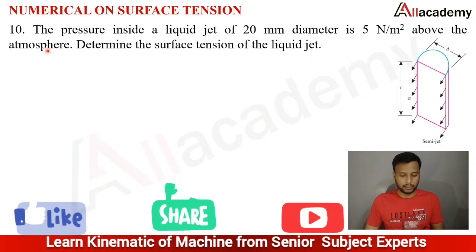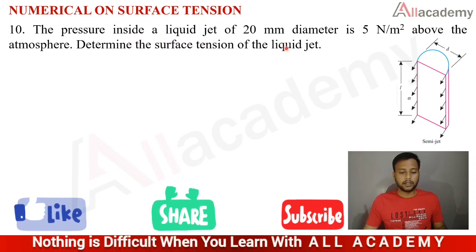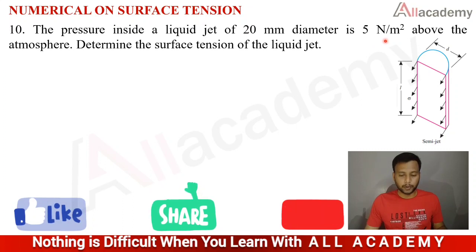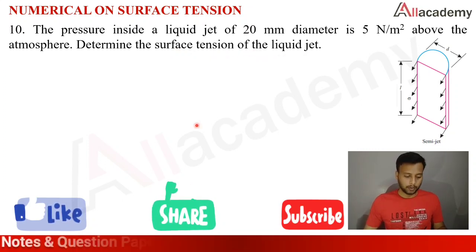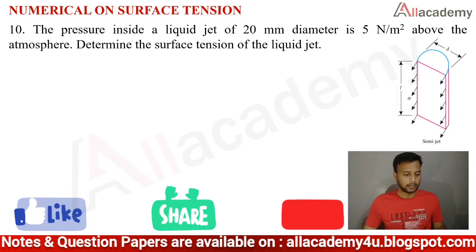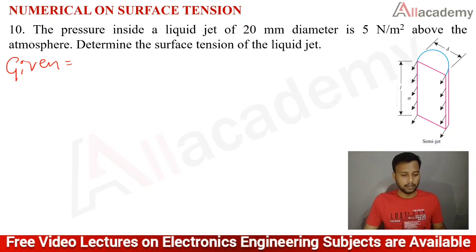The next question is: the pressure inside a liquid jet of 20 mm diameter is 5 Newton per meter square above the atmosphere. Determine the surface tension of the liquid jet. This is the third type of numerical. Let us note down the given. He has given the diameter of the liquid jet, that is d is equal to 20 mm.